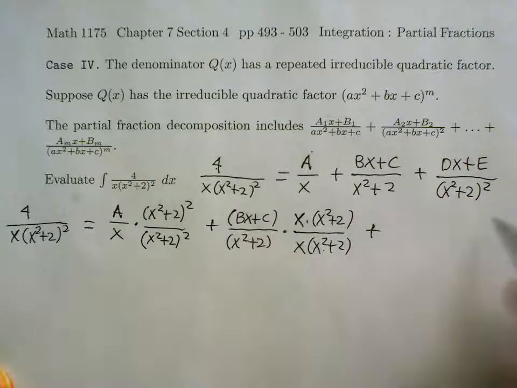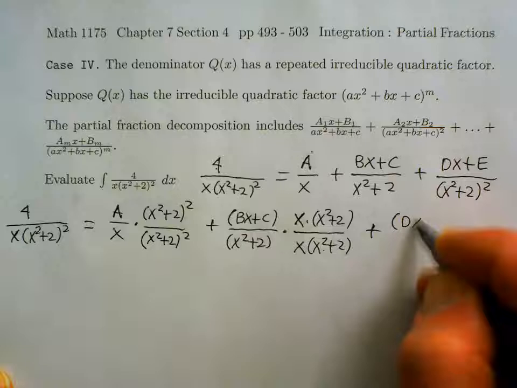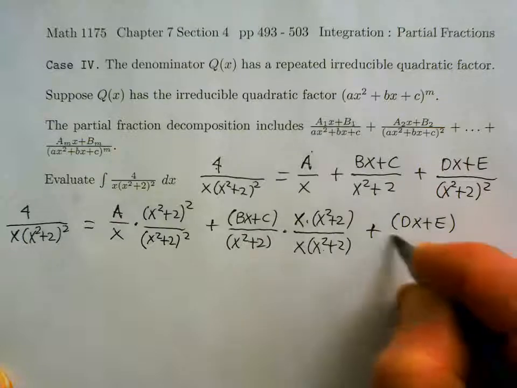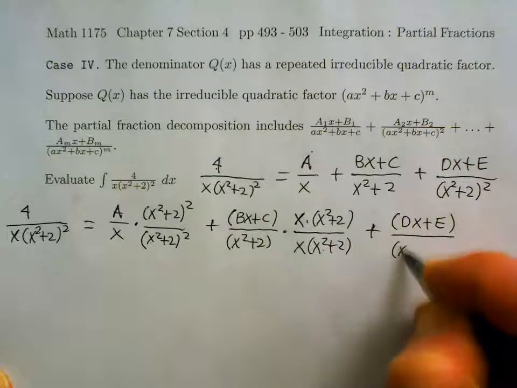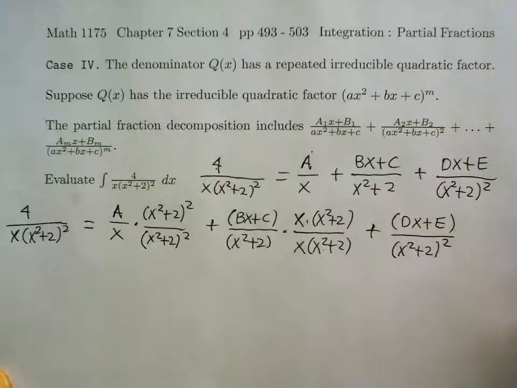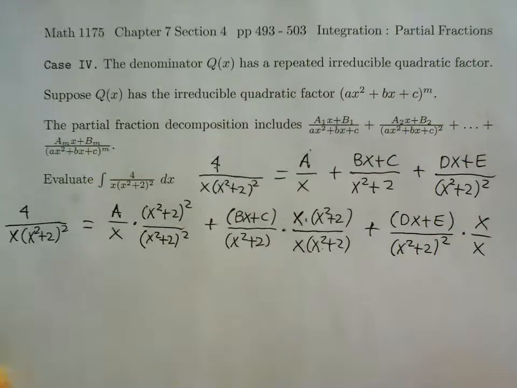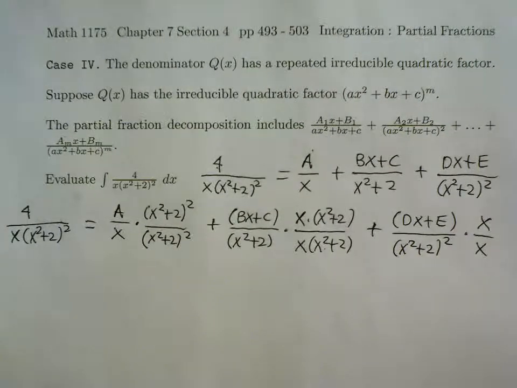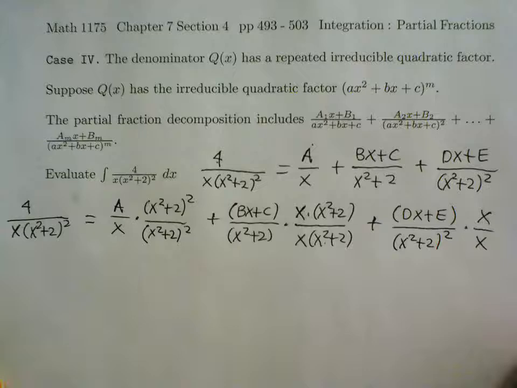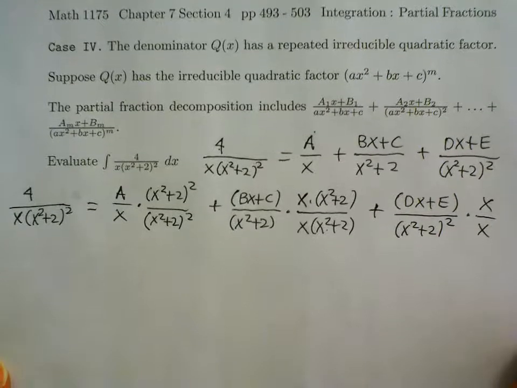And then the third term, Dx plus E over x squared plus 2 quantity squared, multiply by 1. What form does 1 take for this one? Yeah, x over x. So that's the easiest one. And now we have a bunch of tedious algebra and arithmetic. So we might as well get started.